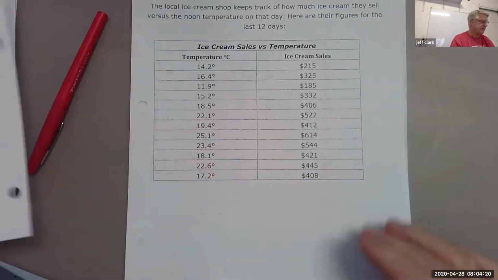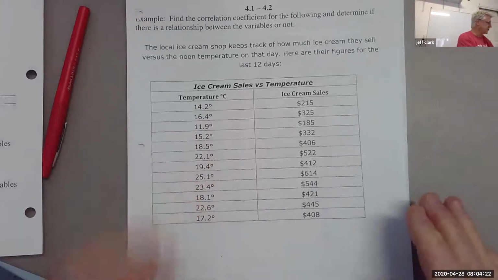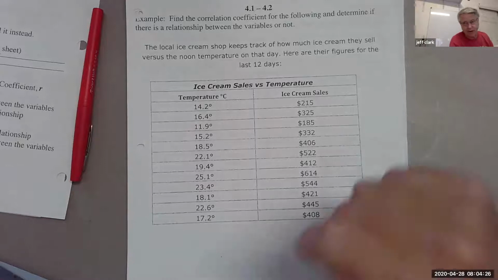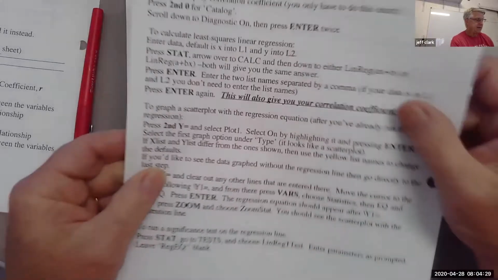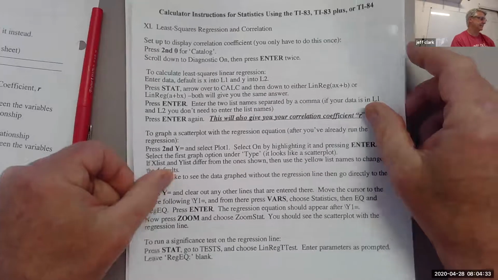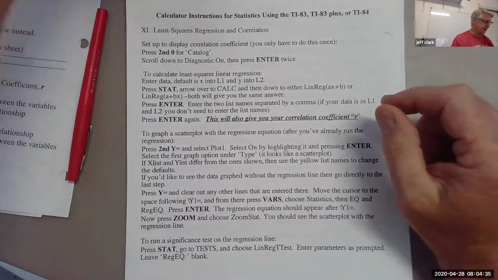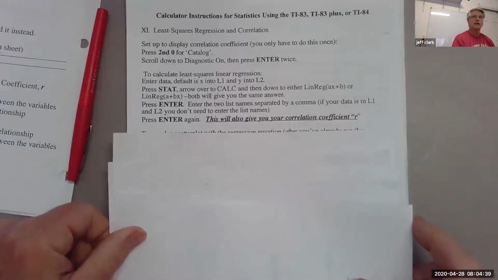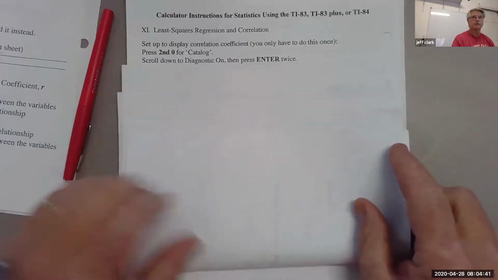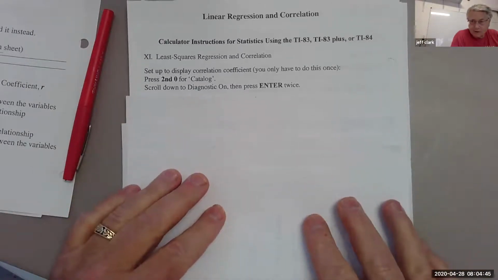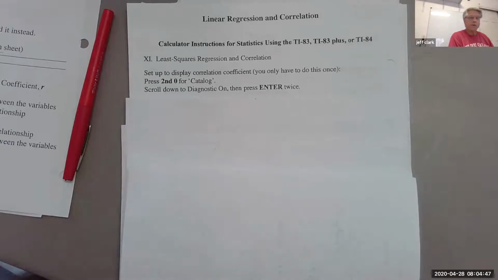Going back to the ice cream, I want you to get out, towards the back of your packet, there's calculator instructions. Now I'm going to cover this up for a second. The only ones that I really want to take a look at right now is up here first. And I'm going to follow the instructions with the calculator, step through it with you.